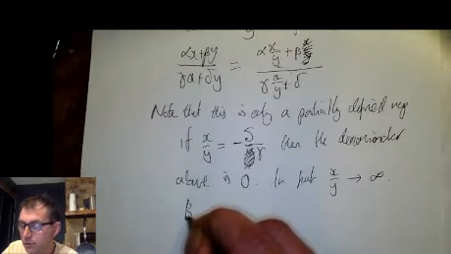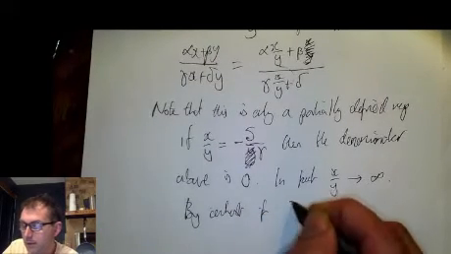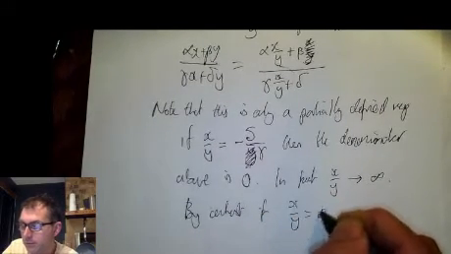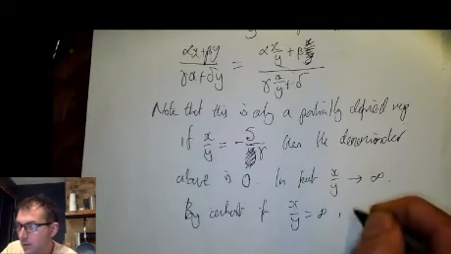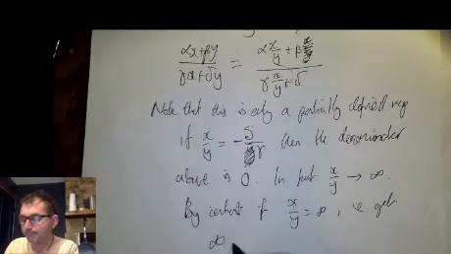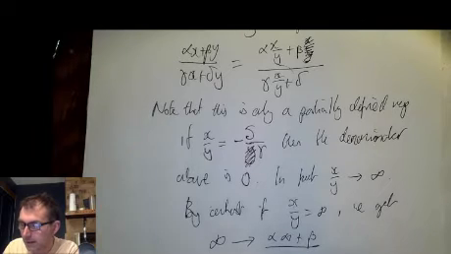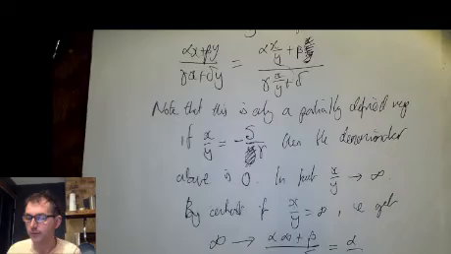So by contrast, if x over y equals infinity, we get infinity mapped to (alpha infinity plus beta) over (gamma infinity plus delta), which is equal to alpha over gamma.